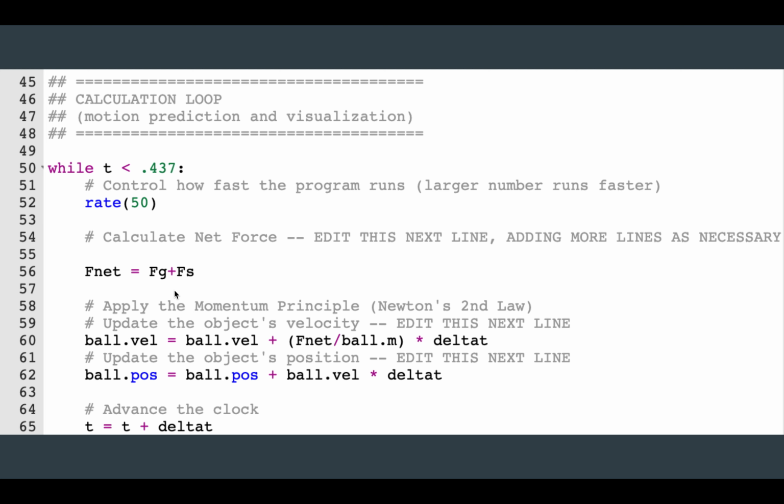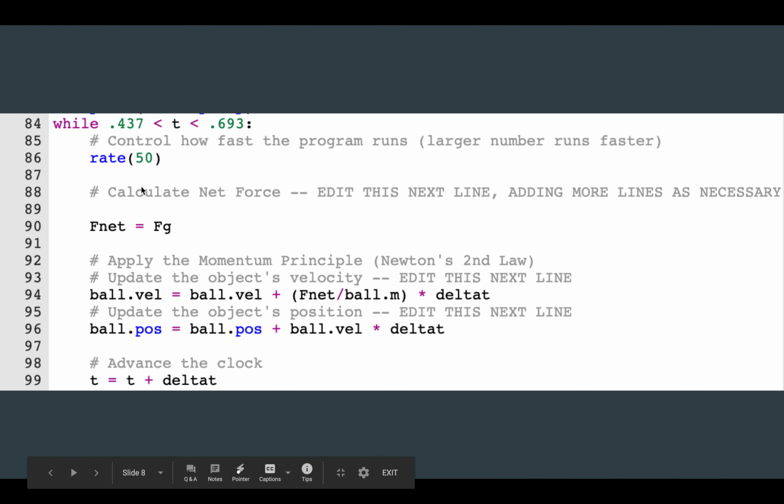So F net is equal to the force of gravity plus the force of the spring, which means that on the bottom of the slinky, the force of gravity is acting on it, pulling it downwards, and then the force of the spring is pulling it upwards, which is why it stays suspended. And I update the velocity and the position of the bottom of the slinky. Moving on into my next while loop. This time interval is the time in which the slinky has already collapsed and is beginning to fall under the force of gravity. And I update the velocity and the position.